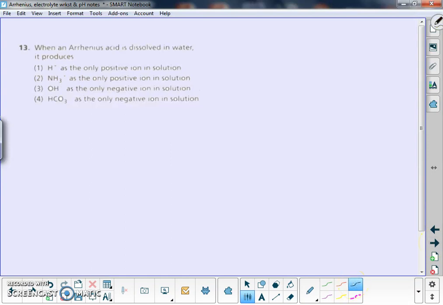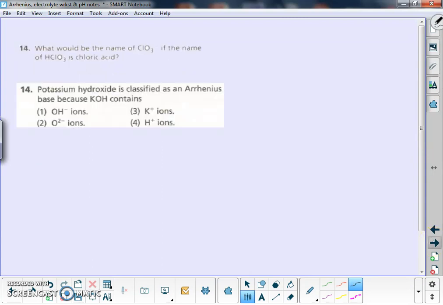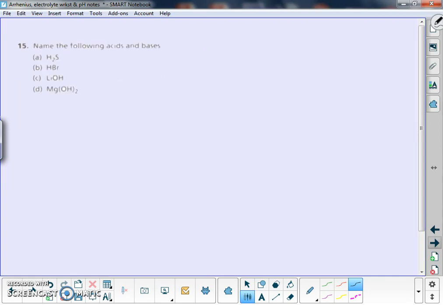Number 13 is asking you again about the Arrhenius acid definition. Again, it's number 1. Number 14, I guess the bottom one is yours. Potassium hydroxide is classified as an Arrhenius base because KOH contains not the potassium ions, but rather the hydroxide ions. That's the important part, the hydroxide ions.